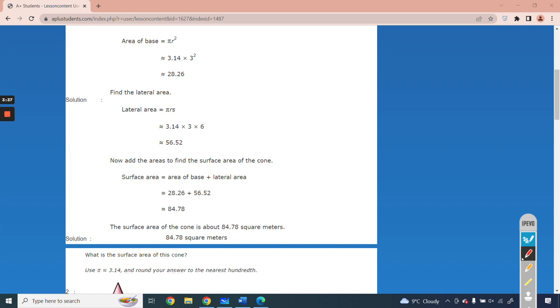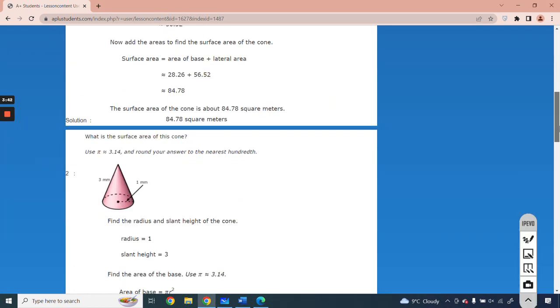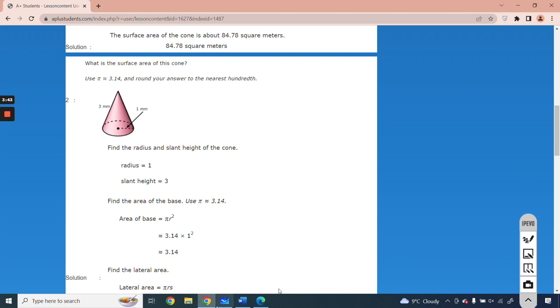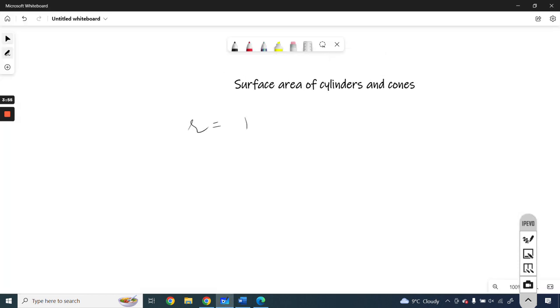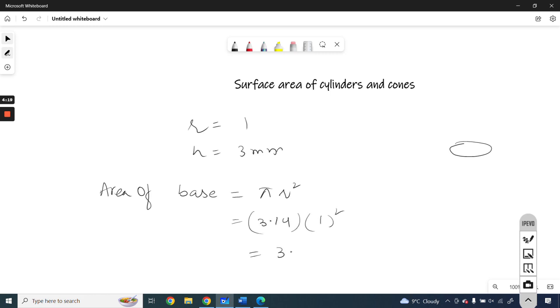Okay, let's solve the next one on the board so that you can understand the concept. The next one is, what is the surface area of the cone? The base radius is 1 and the slant height is 3 millimeters. So basically the cone has two portions. One of them is this one, the base. First of all we have to find the area of the base. Because it's a circular portion, it must be pi r square. Pi is 3.14, r is 1, 1 square is 1, and it would be 3.14.